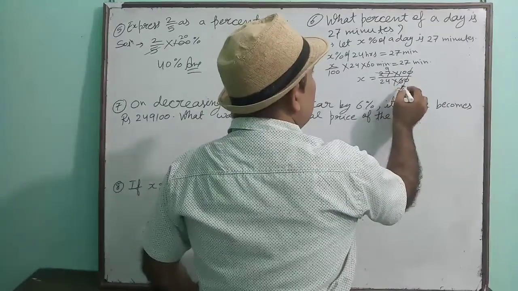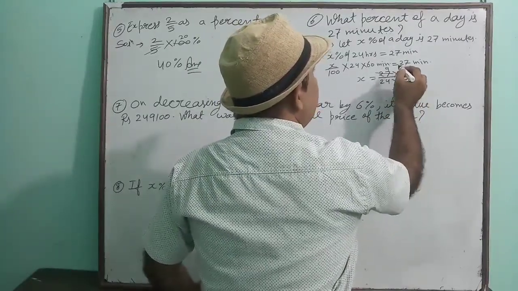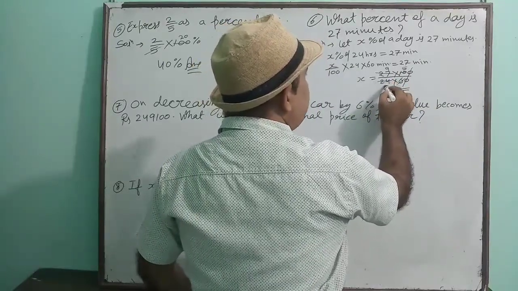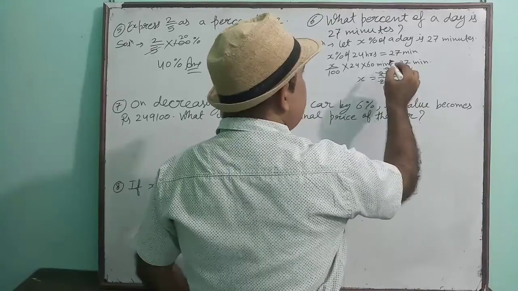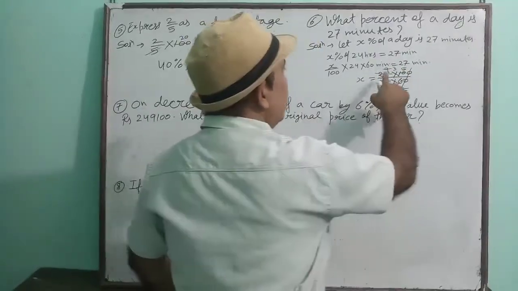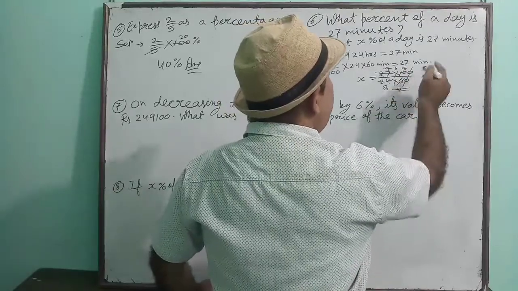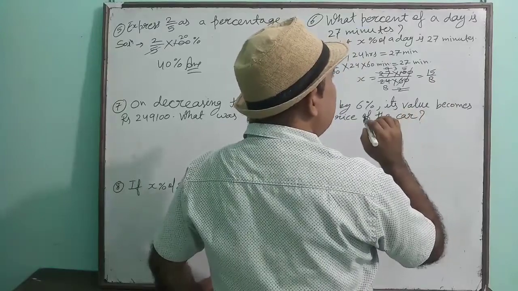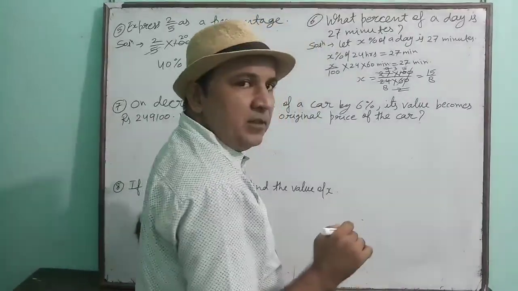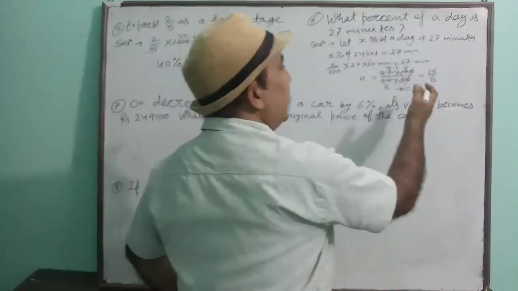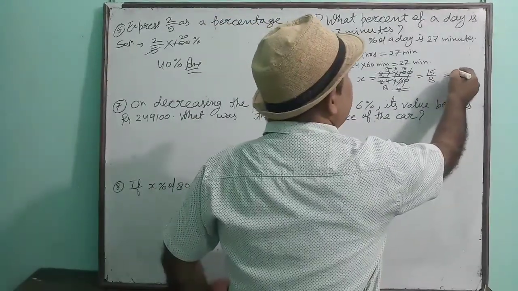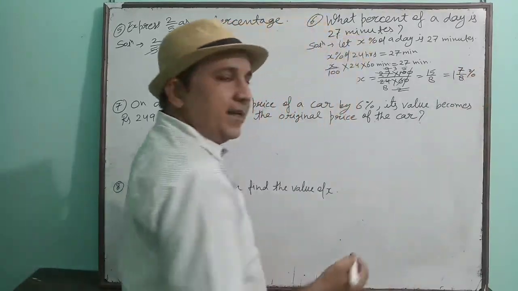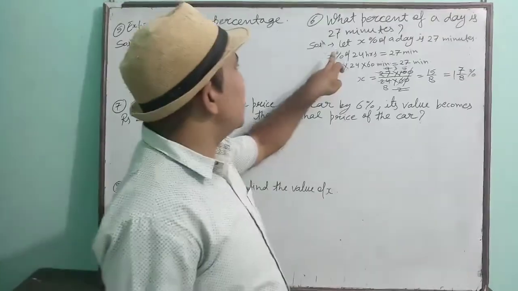Now 2 dividing 10 by 5 times. 3 8s are 24, 3 3s are 9. Is this clear? 3 5s are 15 upon 8. 15 upon 8%. Now it is not divisible. It is not divisible, so you can leave your answer here or you can give it in a mixed fraction. 1 and 7 by 8%. Understood? Check the calculation once again.